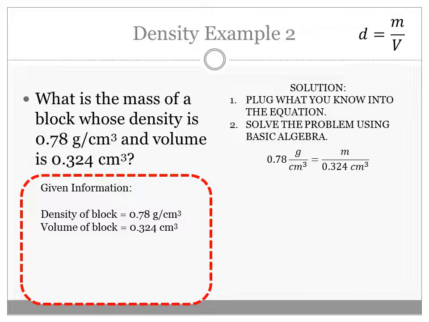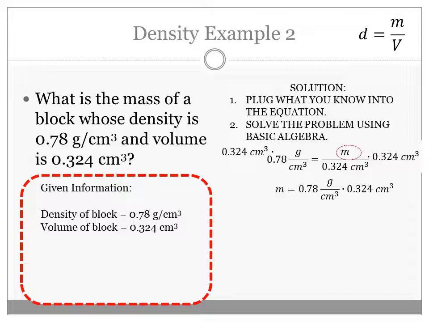Now, remember, using algebra, to get mass to stand alone, I need to undo the math that's done to it. So it's divided by 0.324, so I need to multiply it by 0.324. When I do that, however, whatever I do to this side, I have to do to that side. So I'm going to multiply both sides by 0.324. That will cancel out over here and give you an equation mass equals 0.78 times 0.324.